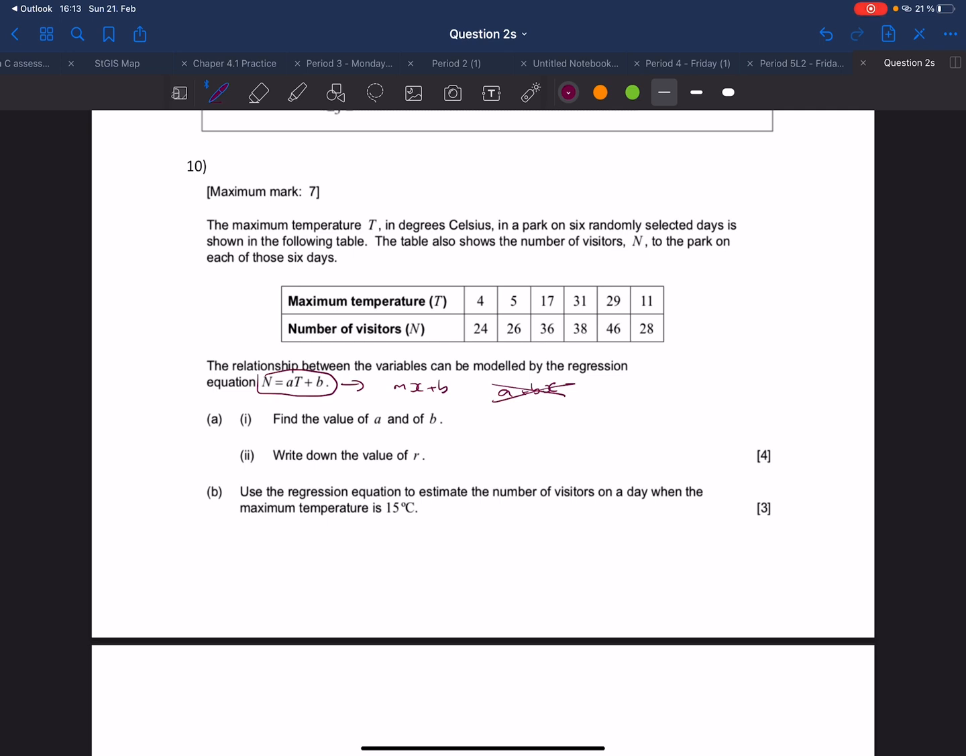It asked me to write down the values of A and B. So my A is equal to the M in my regression line equation. That's 0.667 to 3 significant figures. And B is equal to 22.2 to 3 significant figures. And R is equal to 0.923 to 3 significant figures.